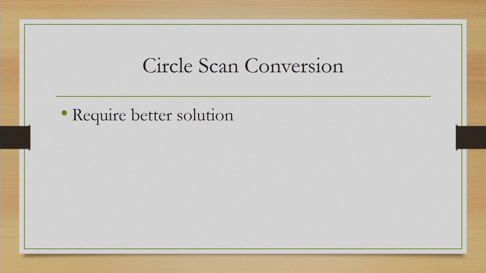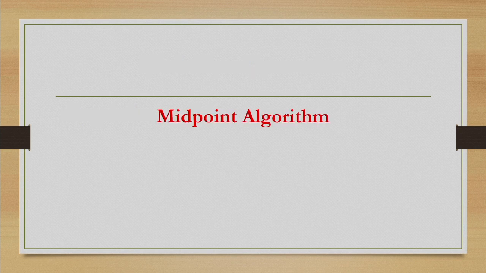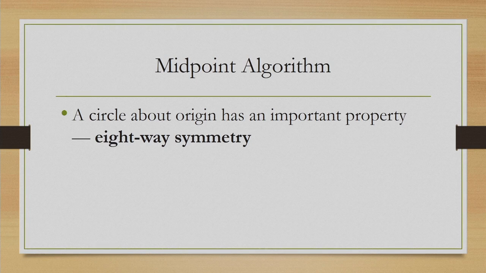Let us try to go through one such solution, which is called the midpoint algorithm. Now, this algorithm exploits an interesting property of circle, that is called 8-way symmetry. Now, what is this property?